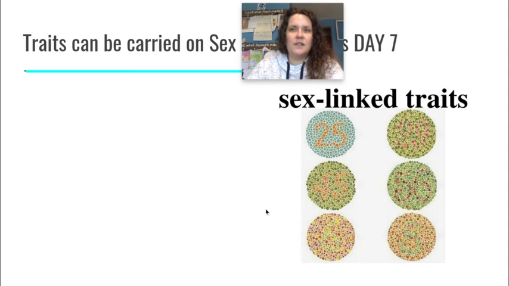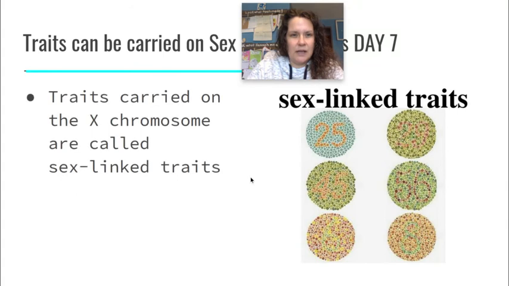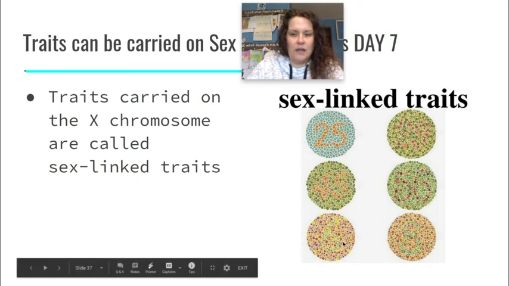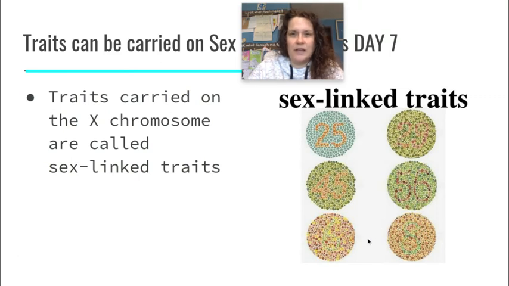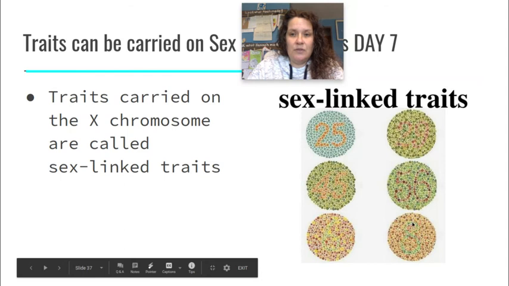Now, besides the sex chromosomes giving the organism its traits of male or female, there are other genes, traits that are located on there. They're carried on the X chromosomes and called sex-linked traits. And on this right here, this is a test that if you were to go get your eyes checked at the doctor, they would do that to see if you have color blindness.